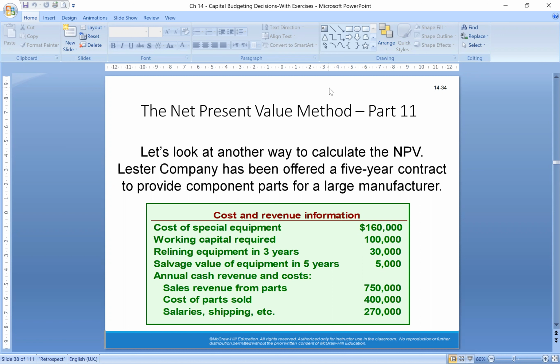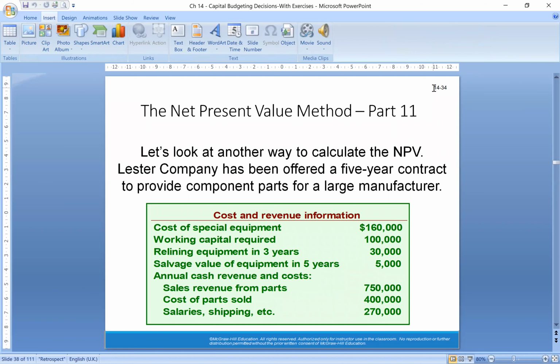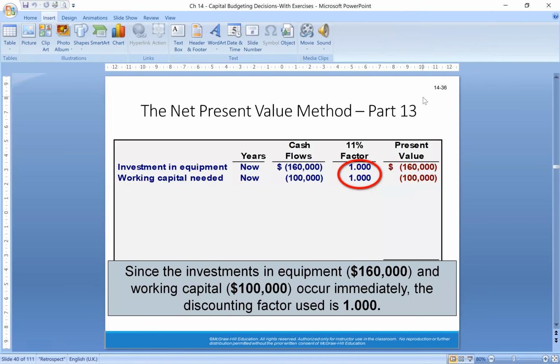We have to draw a table. The investment now is 160 multiplied by 1. Since the investments in equipment 160 and the working capital 100 occur immediately, which means now, the factor will be 1 because there is no time value. Now, in this case, the answer for the net present value can be in this way.